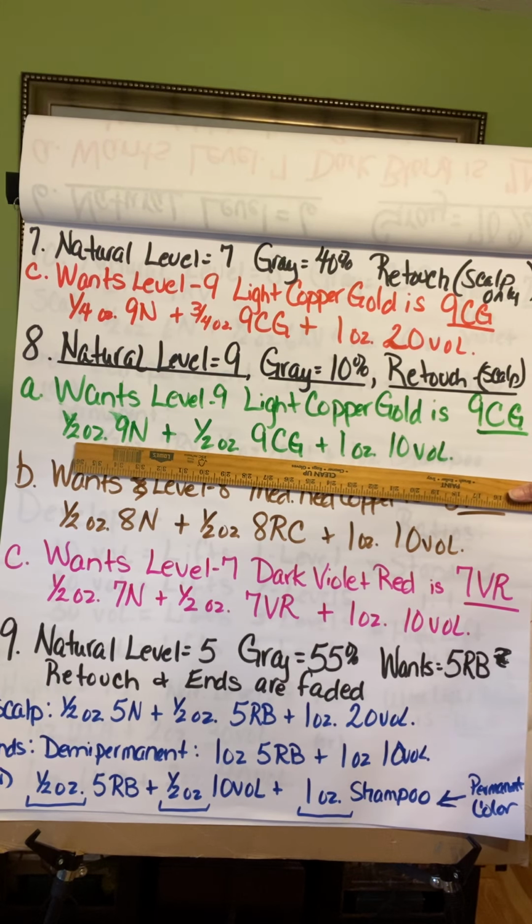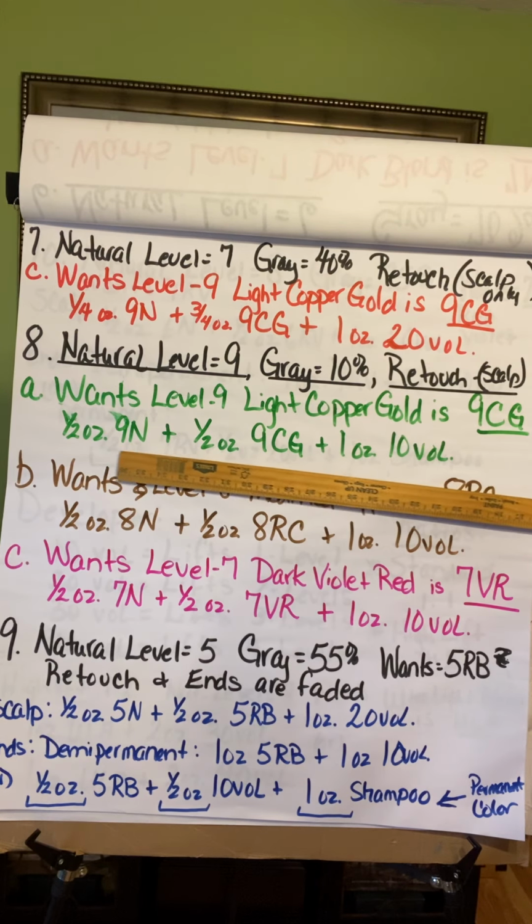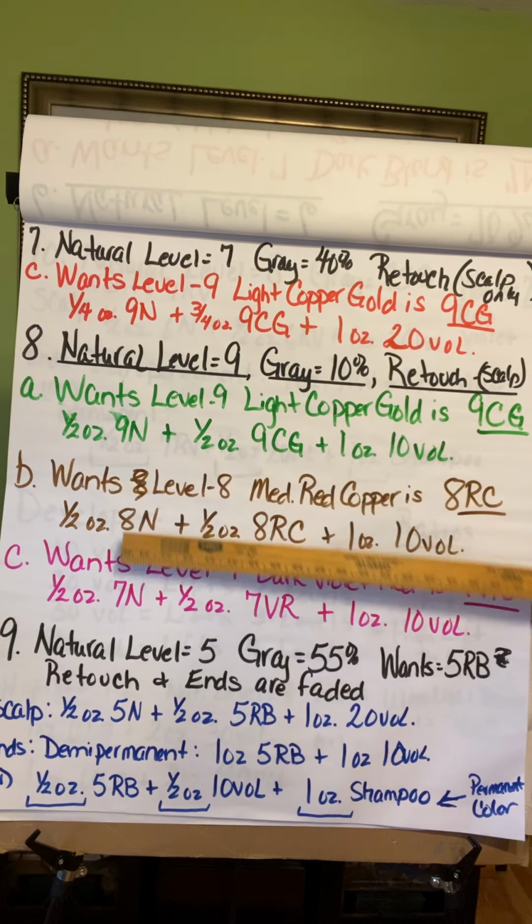Okay, to keep her from having hot roots, so keep it from looking too vibrant. So 1/2 ounce of 9N plus 1/2 ounce of 9CG plus 1 ounce of 10 volume developer.